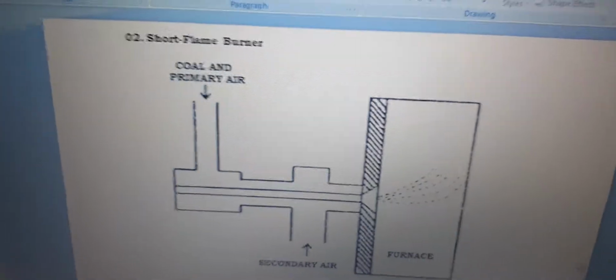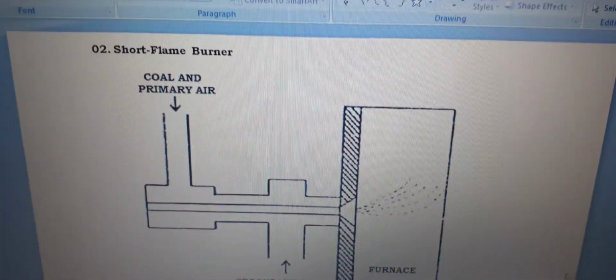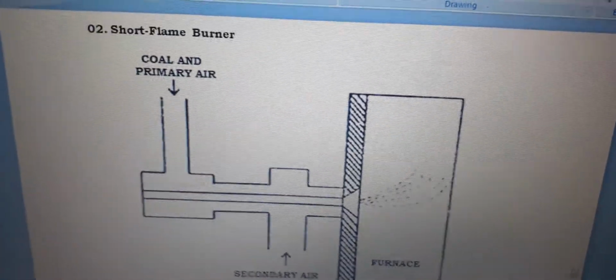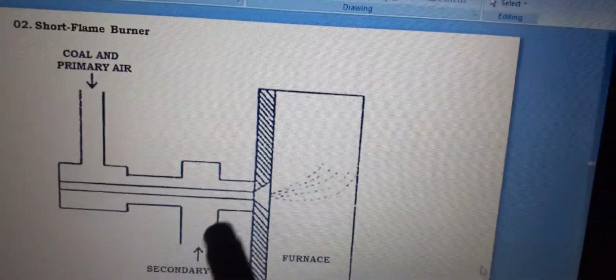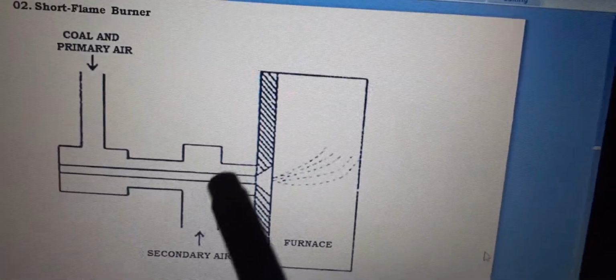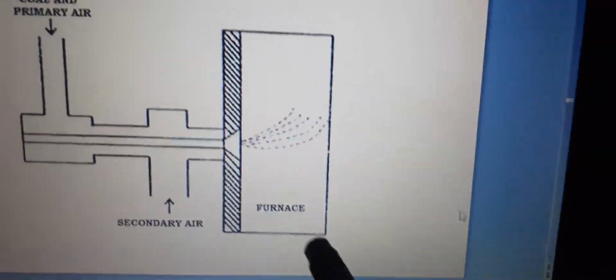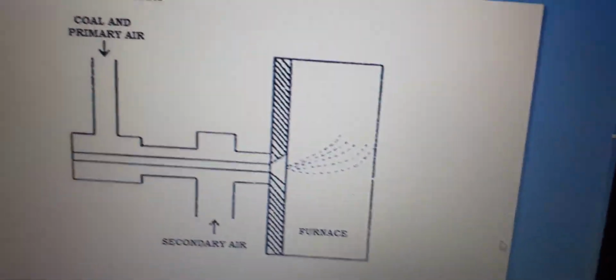You can see the short flame, the second one, the short flame burner. In this, coal and primary air are fed, and then this is the secondary air, and it enters the furnace and forms ash.